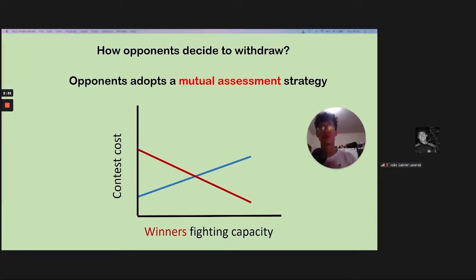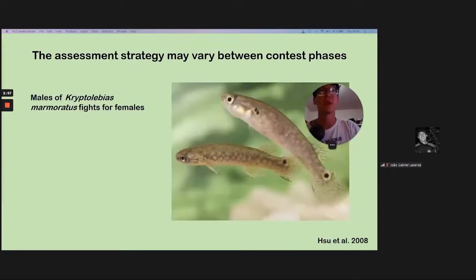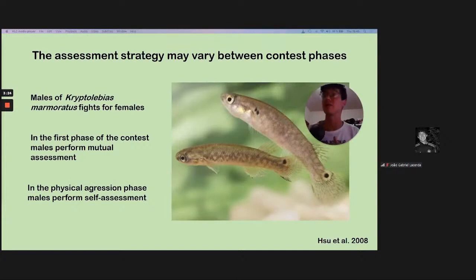Okay, so many empirical studies try to find support for some of these strategies in the field, but many of them fail to find support for one of these strategies that explains the whole contest. One possible explanation for that is that the assessment strategy may vary between contest phases. So, for example, in this species of fish, males fight for access to the females, and the first phase of this contest is a non-contact display where males seem to be performing a mutual assessment strategy. So, when evaluating the phases separately, they found a mutual assessment strategy for the first phase of the contest. And in the second one, if males decide to escalate to a physical aggression phase, males seem to perform a self-assessment strategy. Therefore, there is this possibility that assessment strategies may vary between contest phases.